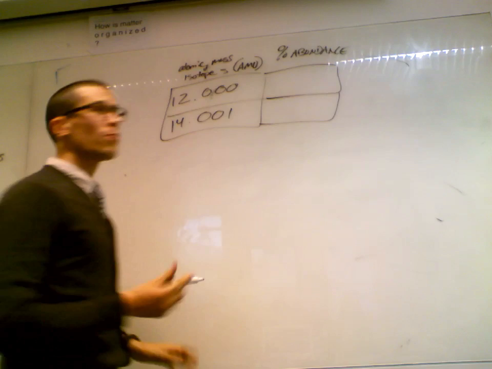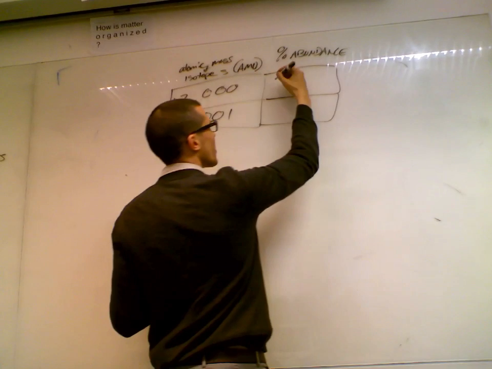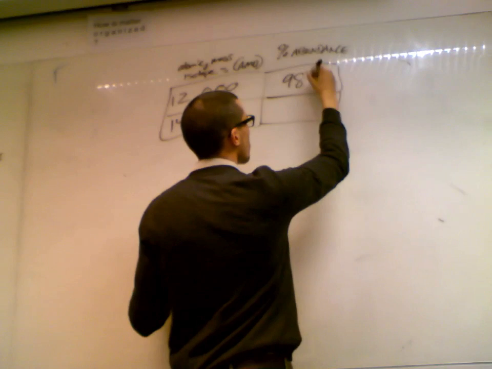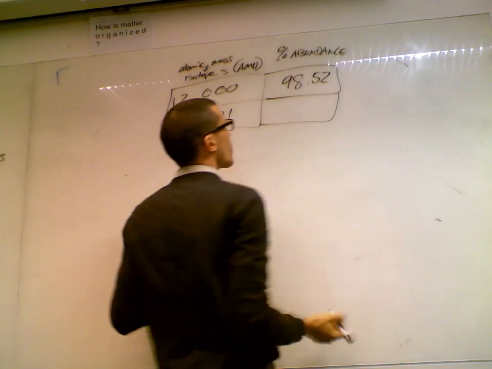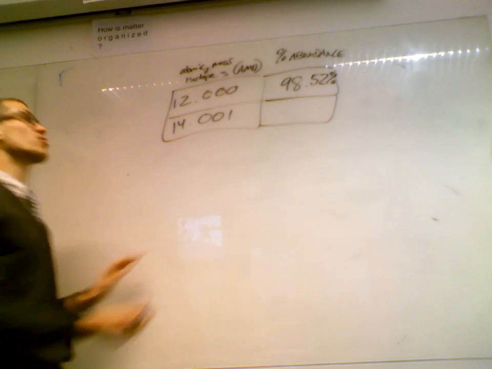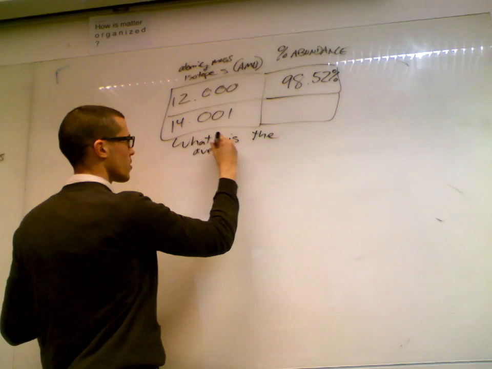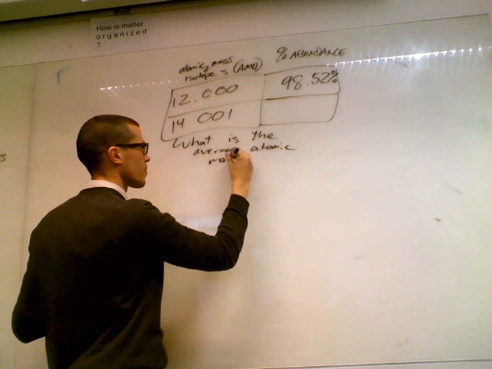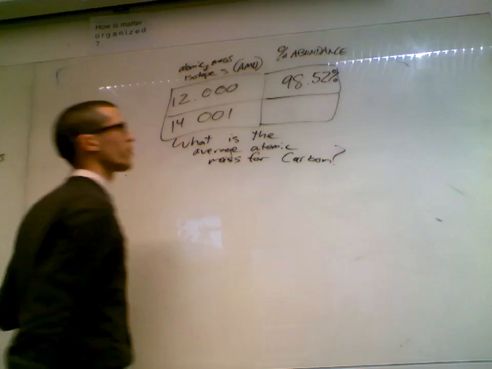Let's do the medium difficulty one. Let's say that this one right here is 98.52% abundant. I'm just making this up. I give you this information right here, and then I would ask you, what is the average atomic mass for carbon?